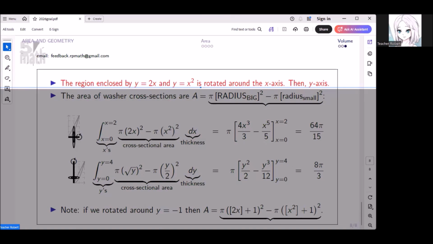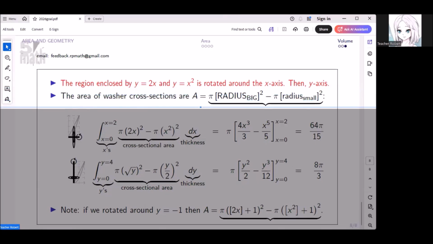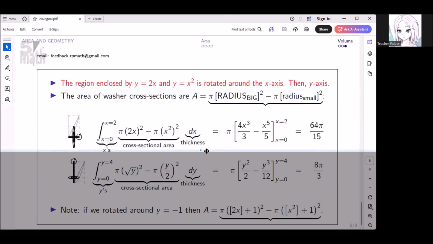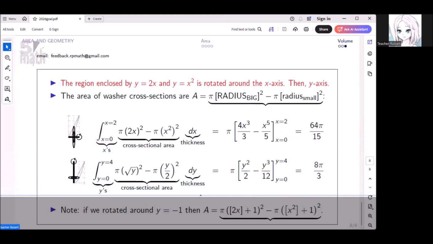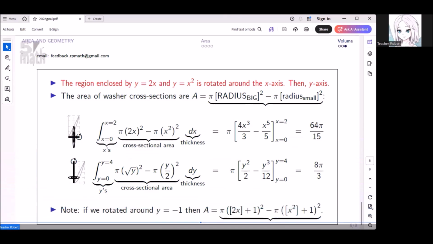The region enclosed by y equals 2x and y equals x squared is rotated around the x-axis, then y-axis. The area of washer cross-sections are A equals pi radius big squared minus pi radius small squared. With dx, we get 64 pi over 15. With dy, we get 8 pi over 3. Note, if we rotate it around y equals -1, then A equals this.